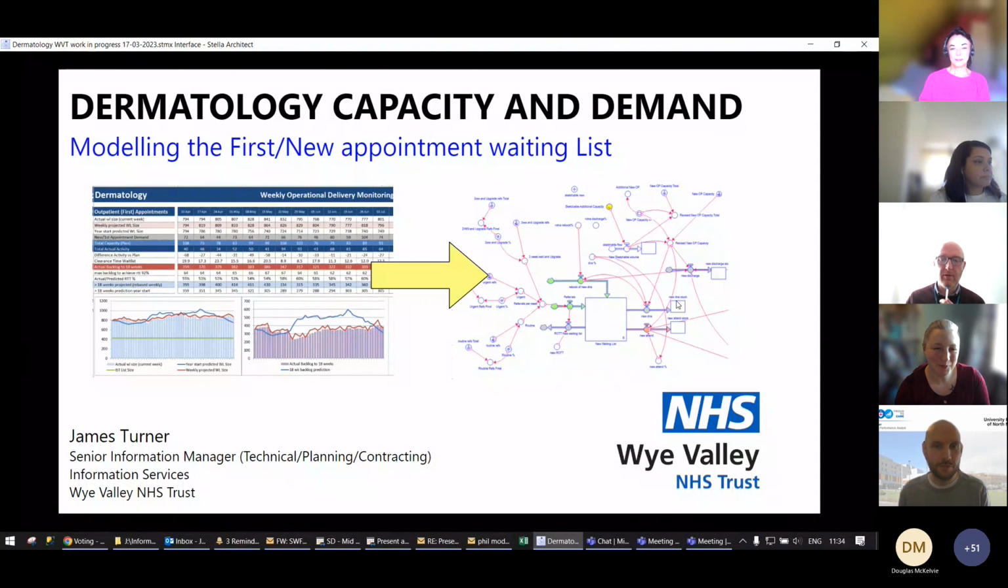Marvellous. Okay, so what you're seeing on this front screen, we have on the left-hand side our Excel version of what we currently do around monitoring and predicting RTT for outpatient first appointments within dermatology. On the right-hand side, following the yellow arrow, is effectively what I've built that we're going to go through and have a quick look at some of the outputs today.